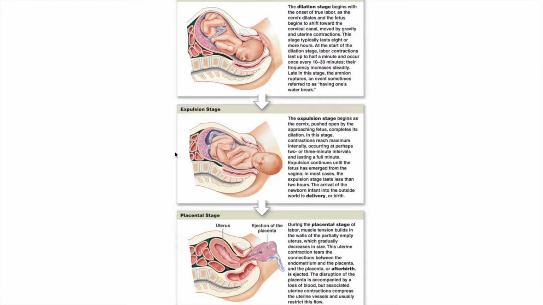Then the expulsion stage begins as the cervix completes dilation and continues until the fetus has emerged from the vagina. Contractions are at maximum intensity and occur at 2 or 3 minute intervals lasting a full minute. And then finally the placental stage is when the placenta or afterbirth is ejected.